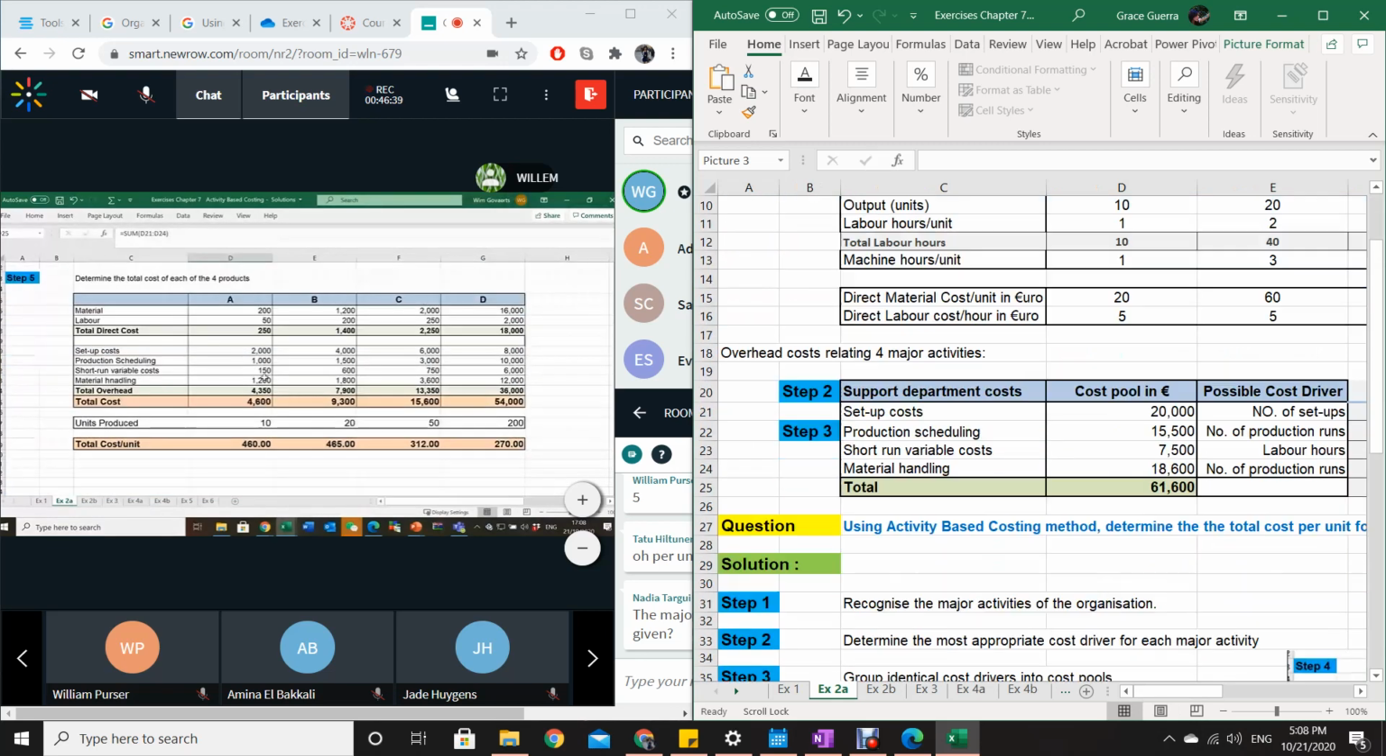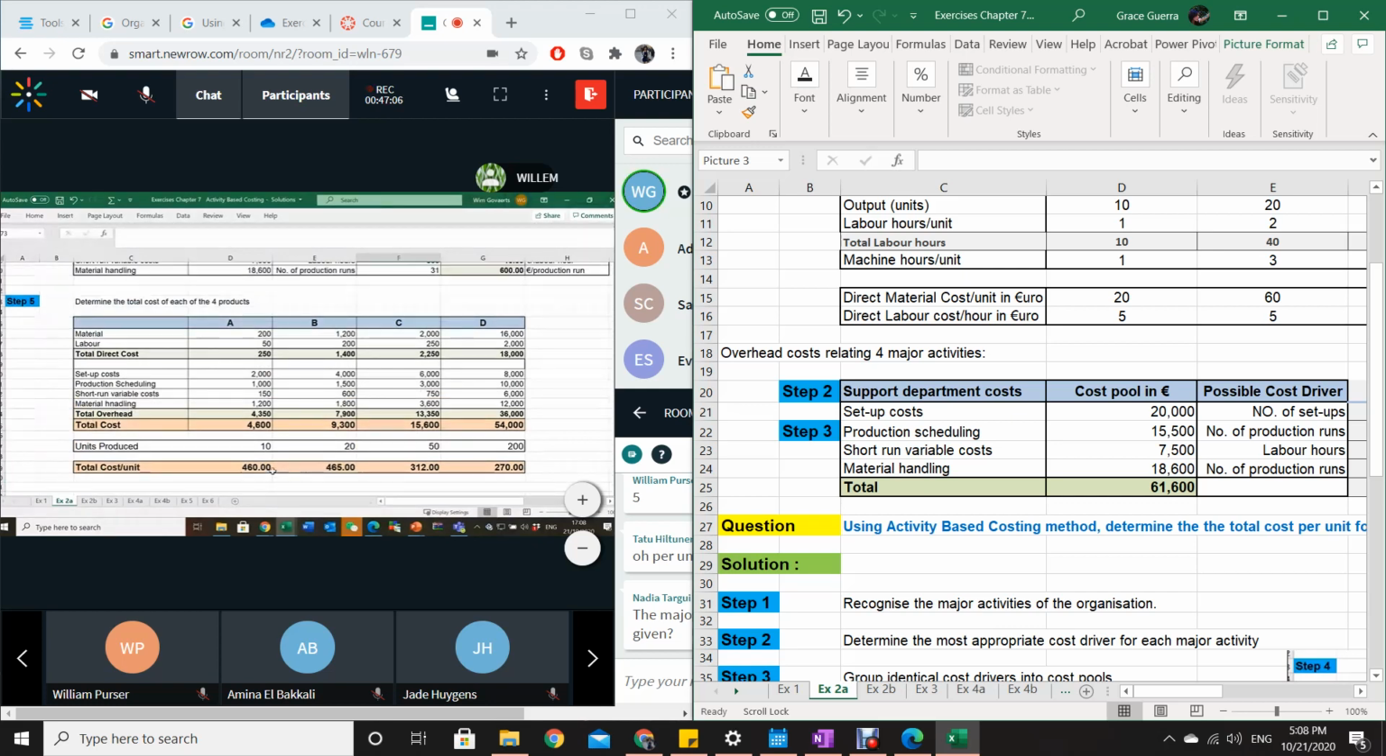Afterwards, you divide by the numbers produced, and in this way you can see what the total cost per unit is. So adding the direct costs and the overhead costs together, dividing by the number of pieces, and you have the total cost of your products. Okay, this is more or less the setup for all the ABC exercises. So is this clear?